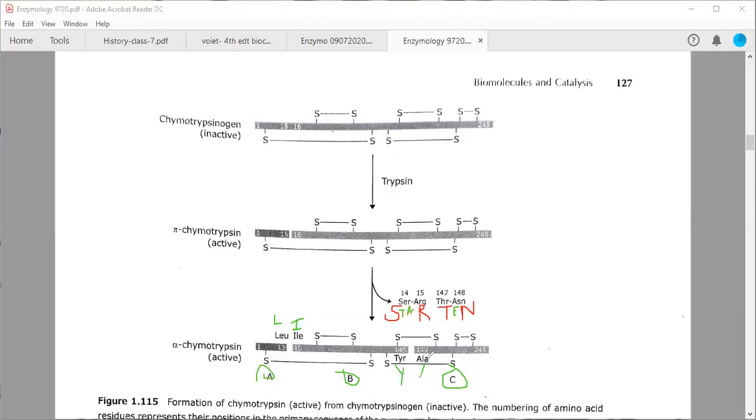So you can also remember the names of these amino acids which are left after removal of these S, R, T, and from these gaps, and these are called.